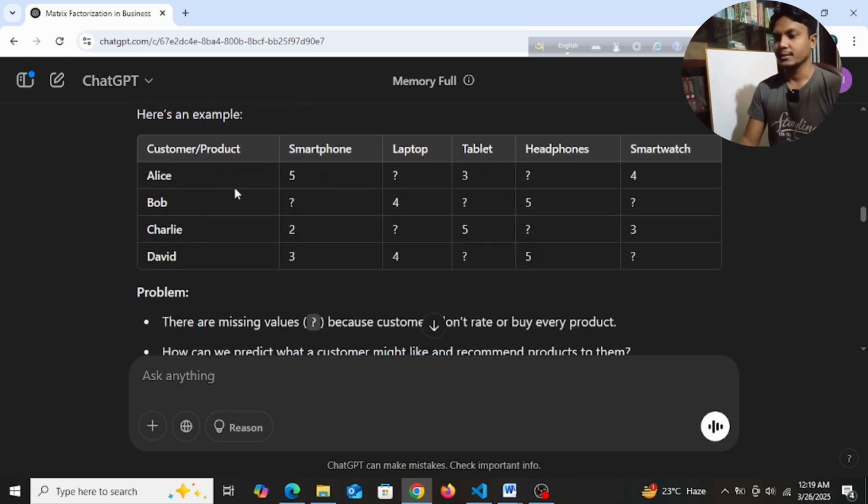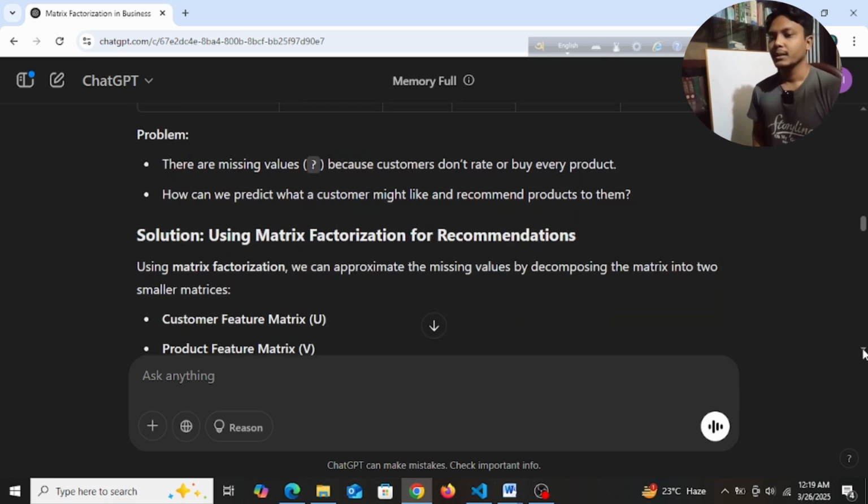Customer Elise gave the smartphone a 5-star rating, tablet 3-star, and smartwatch 4 stars. And about laptop and headphone, maybe he didn't buy, or maybe he didn't want to respond. In case of Bob, for laptop it's 4, headphones is 5, and so on. So the problem: there are missing values. Missing values are indicated by the question mark, because customers don't rate or buy every product. How can we predict what a customer might like and recommend products to them?